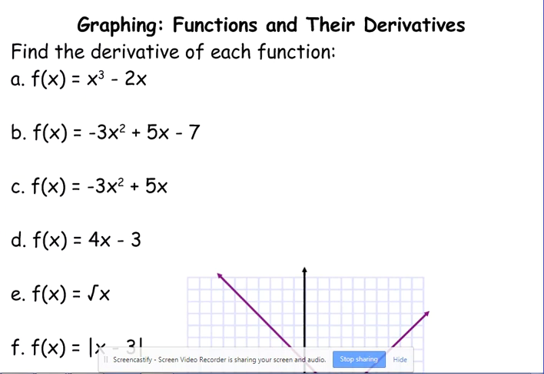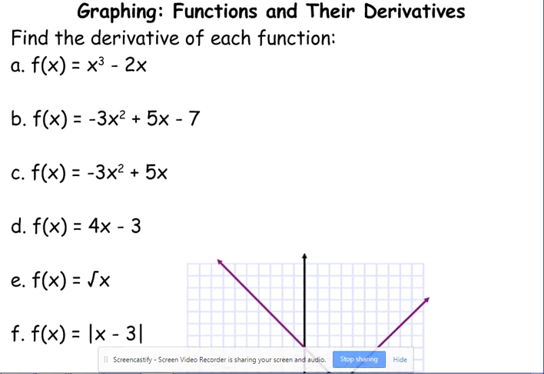Okay, here's a little exercise that I want you to do. We need to become familiar with recognizing a graph and its derivative without a calculator, without being given the function. So start by finding the derivative of each of these functions. Pause the video, find the derivatives, write down the functions and their derivatives there in your notes, and then come back for some further instructions.